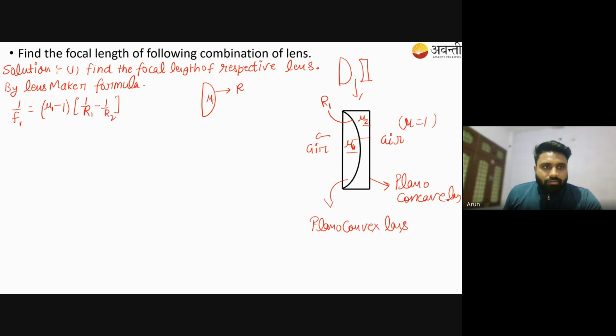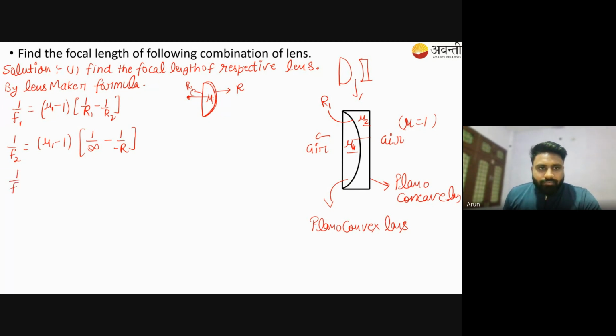Now we have to find out the value of r1 and r2. It is mu1 minus 1. What is r1? R1 is the radius of curvature of this surface. This is a plane surface, so it has a radius of curvature of infinity. Minus r2 is the radius of curvature of this surface, measured in the direction of the refracted ray, so it would also come as minus. So it is minus r. 1 upon infinity is nothing but 0.